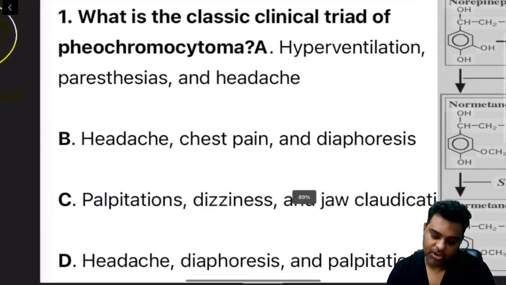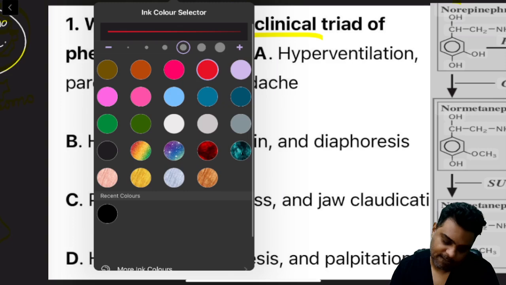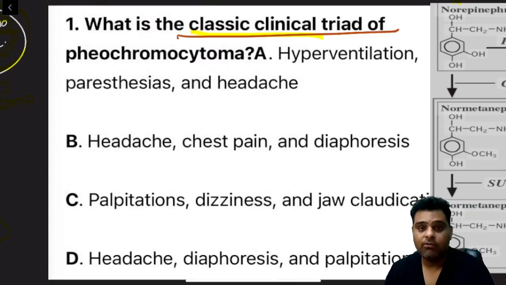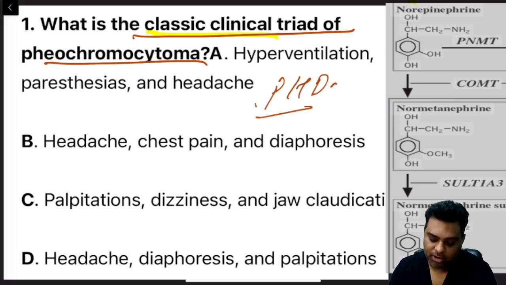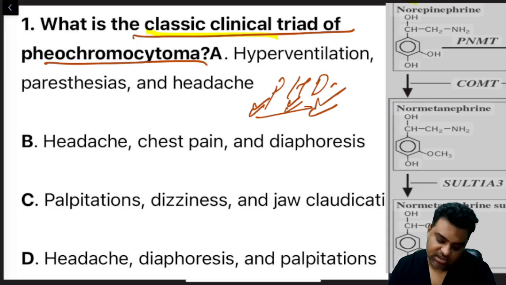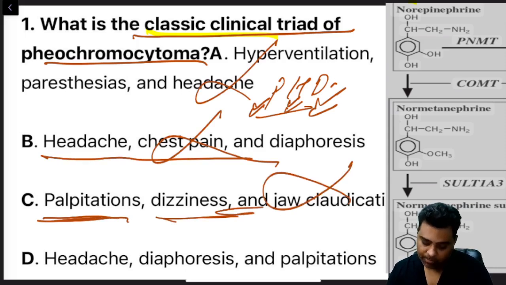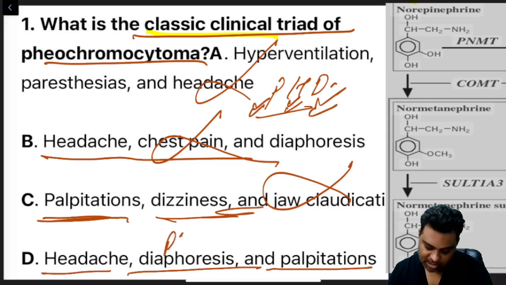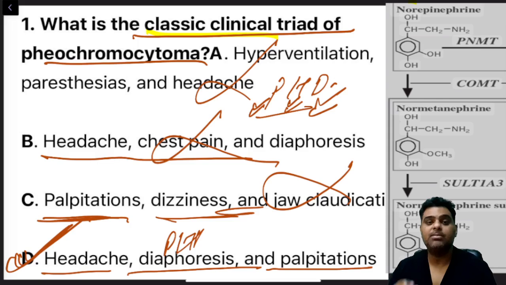Now coming to a very important question that is asked a lot of times. What is the clinical triad of pheochromocytoma? Now we have just read PHD, that is P for palpitation, H for headache, not hypertension, and D for diaphoresis. So this is not hyperventilation. Headache, chest pain, no. Palpitation, dizziness, no. Palpitation, PHD. So the answer is D, palpitation, diaphoresis, and headache. Please remember, sometimes they will also confuse you by giving hypertension in the symptoms.